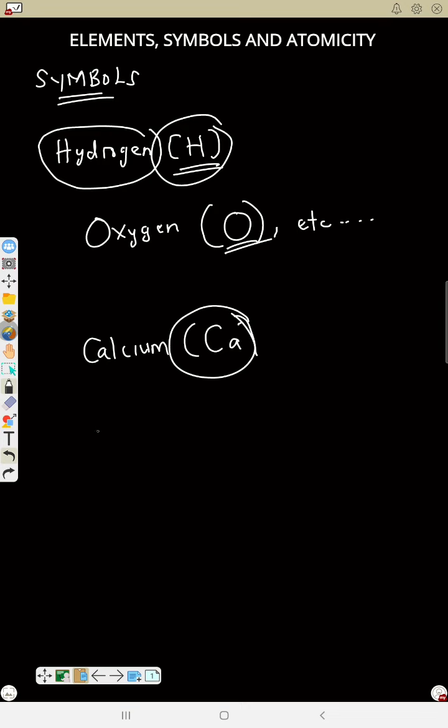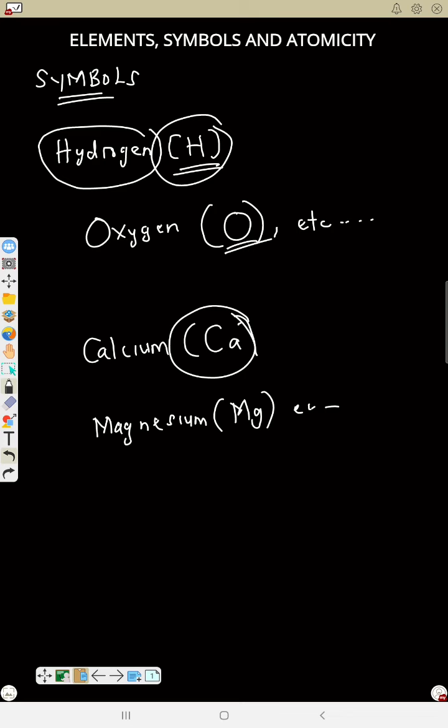So if the letters are 2, use 1 capital and 1 small letter. Now magnesium. We have capital M and small g. So that is magnesium, etc. If you check the periodic table, you will see different symbols there. As we proceed in our chemistry, you will learn all the symbols and all the elements.